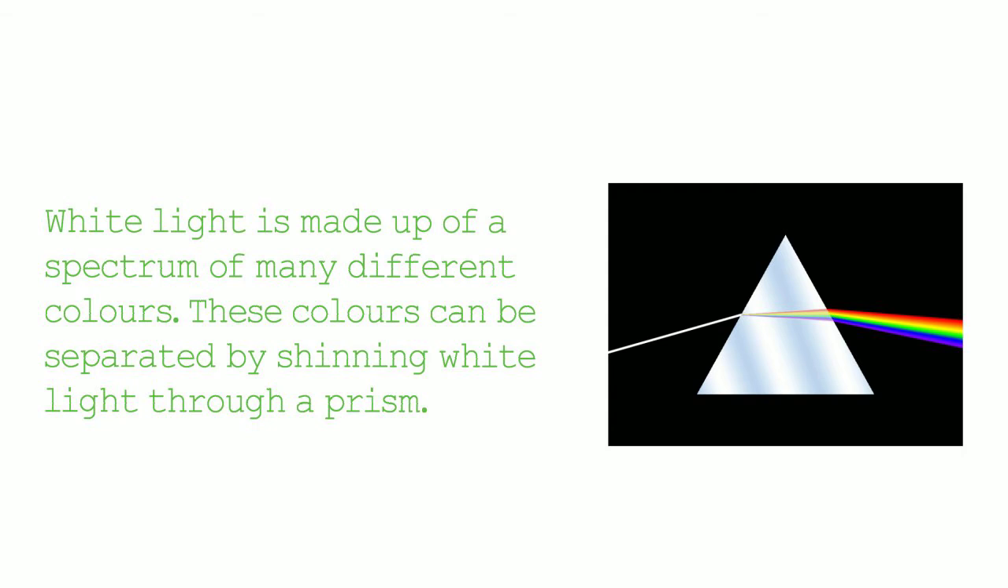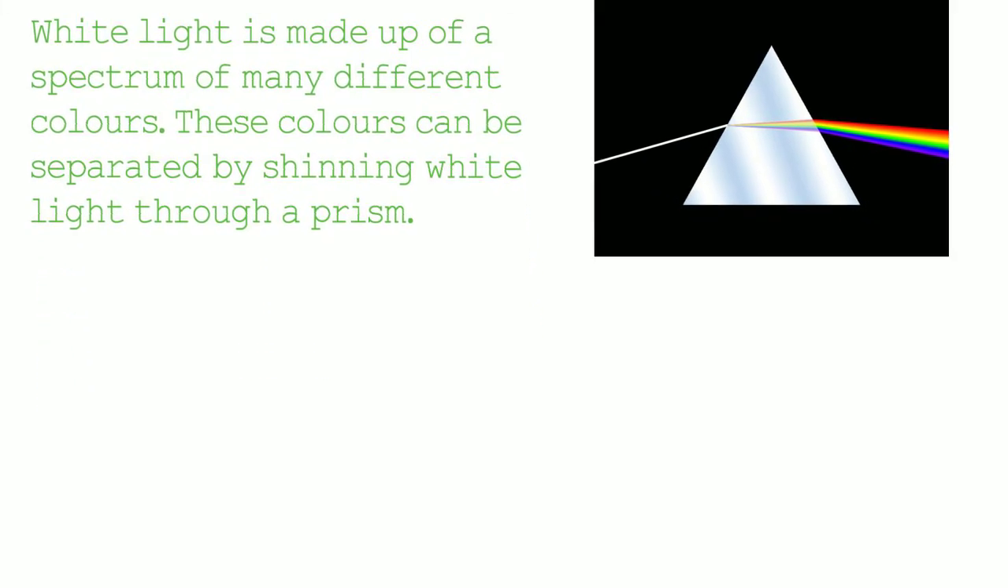And we can see this by looking at the diagram. We see that the blues and the violets are refracted the most, and the reds are refracted the least. This leads to a spectrum of light coming about because white light is shined through the prism.